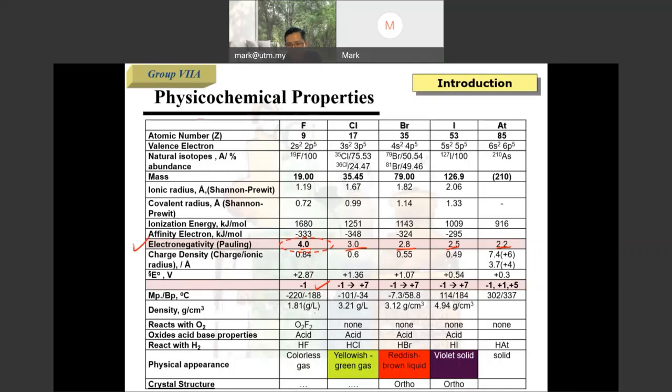Look at the density, and that's why you look at the physical states. Fluorine and chlorine are gases, bromine is in the liquid phase, and iodine is in solid phase.